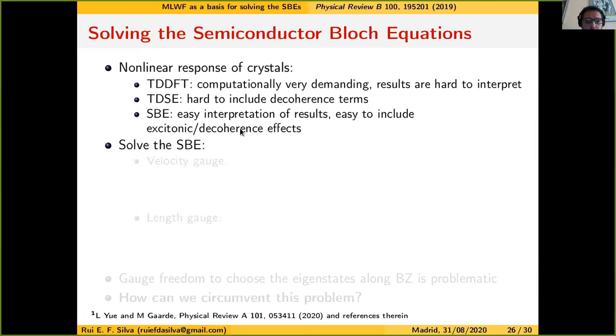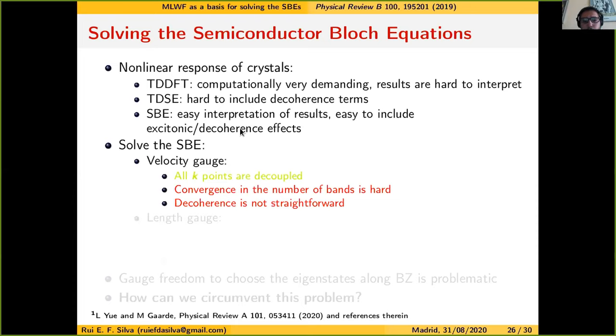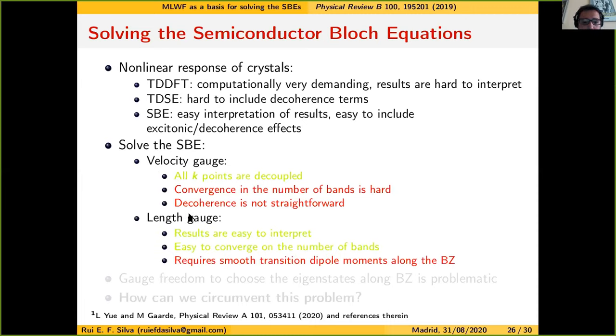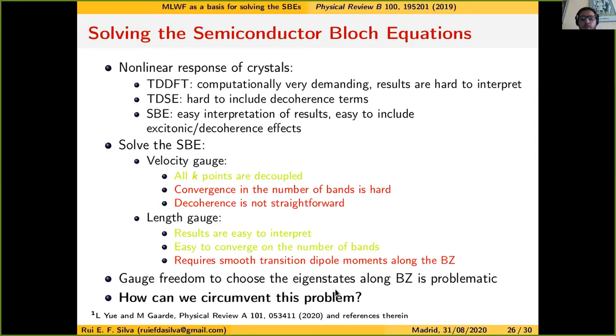But to solve the semiconductor Bloch equations, we can use two different gauges. We can use the velocity gauge, in which all k points are decoupled, but then it's very hard to converge on the number of bands. Also, the coherence is not straightforward in the velocity gauge. In the length gauge, results are very easy to understand and it's very easy to converge on the number of bands, but it requires smooth transition dipole moments along the Brillouin zone. So the fact that we have gauge freedom to choose the eigenstate along the Brillouin zone is problematic. So how can we circumvent this problem?